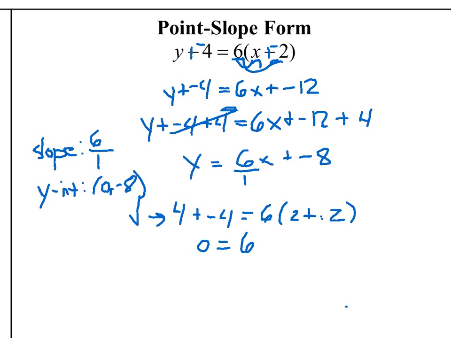Over here, I want to do what's inside the parentheses first. Remember, order of operations, GEMDAS, grouping symbols first. 2 plus -2 is? 6 times 0 is? Check. Okay, that point does belong on this line. We did good.